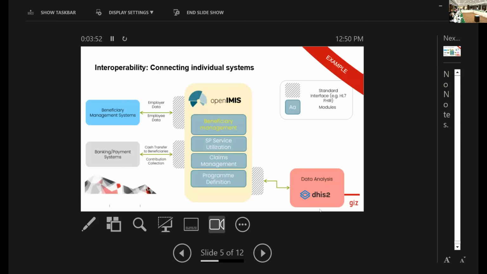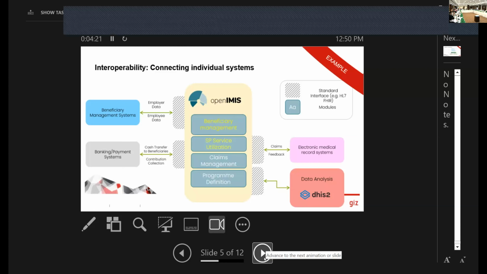For data analysis, maybe the SPMIS doesn't have all the information that you need to have a holistic view on your social protection program. So there might be a need to interact with another business intelligence or data analysis software. So in OpenIMIS, an example was done with DHIS2. Next slide, if you could click through. And then also for claims and feedback, in OpenIMIS we've interacted with, for example, in the health sector, electronic medical record systems, so that you can get data directly from the health facilities if you're running a health insurance.